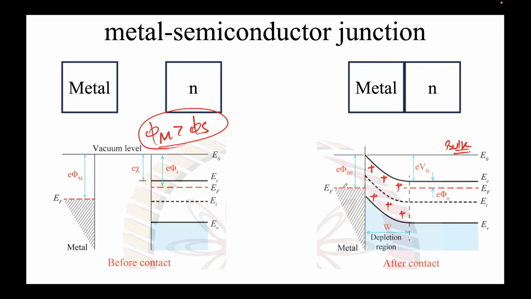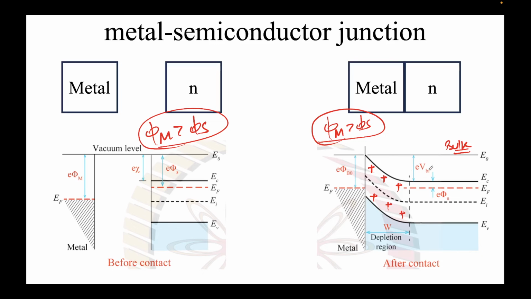And now you can see that Ef is aligned on both sides. Again, we are not applying any bias here. So again, just to reiterate, this is the case for phi m greater than phi s. But you can see a barrier that is forming, right?